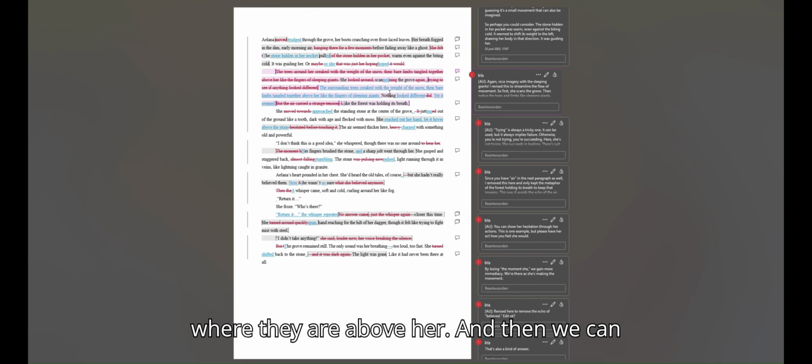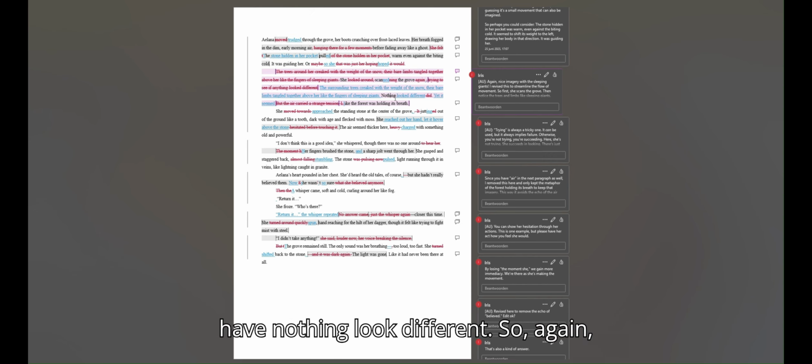And here the above her, I think is fine, because they are above her. And then we can have nothing looks different. So again, she scans. This is what she sees. Nothing looks different, right? That's then the conclusion of the scanning.